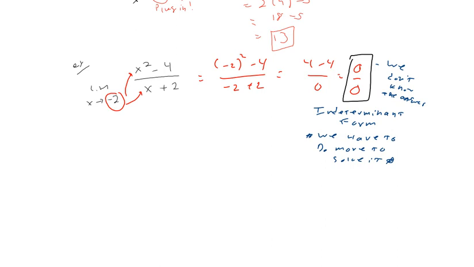And we'll see this again happen later on in situations where we get an answer of 0 over 0. That means we need to do something more. So we cannot solve this limit by plugging in. We get this indeterminate form, this 0 over 0 answer.